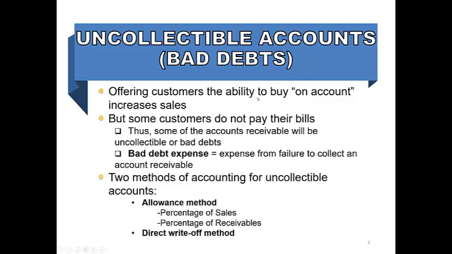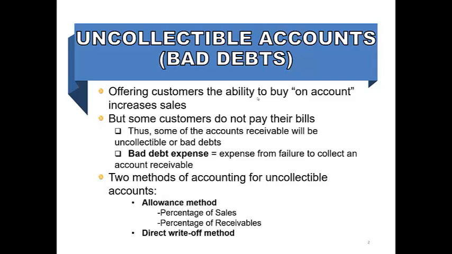So all semester we have been recording the sale of merchandise on account. That means that we're giving the customer the merchandise with their promise that they will pay us in 30 days. But sometimes our customers don't pay their bills as they promised. So that is considered an uncollectible account or bad debt. So bad debt is just the expense that occurs from a customer failing to pay on their accounts receivable.